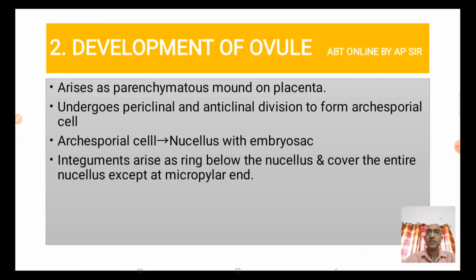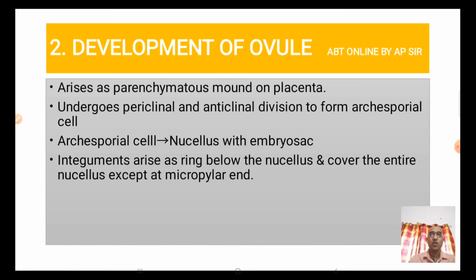Now come to the next slide. Now we will study the development of ovule. I am not telling in detail about the different types of ovules: orthotropous ovule, campylotropous ovule, anatropous ovule, hemianatropous ovule, amphitropous ovule, then cercinotropous ovule. I am not going into the details of the types of ovules. Now we will immediately switch over to the development of ovule. Ovule arises as a parenchymatous mound on a placenta.